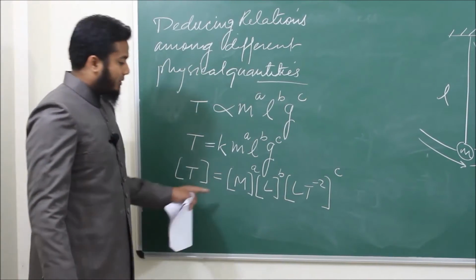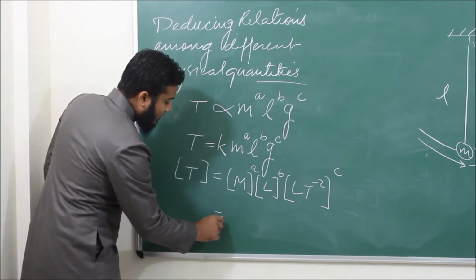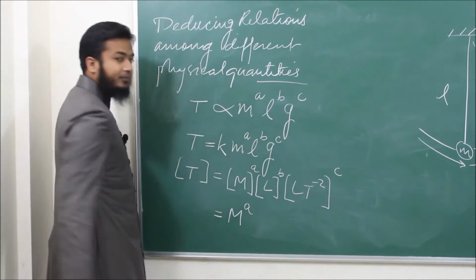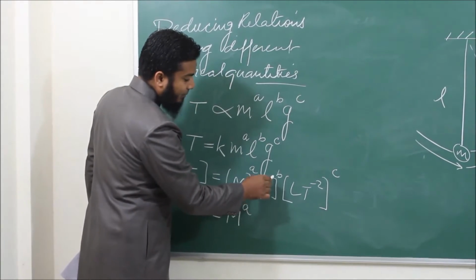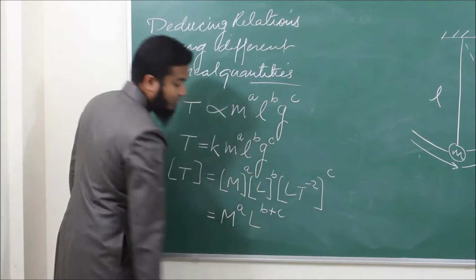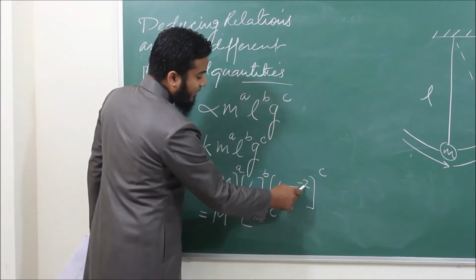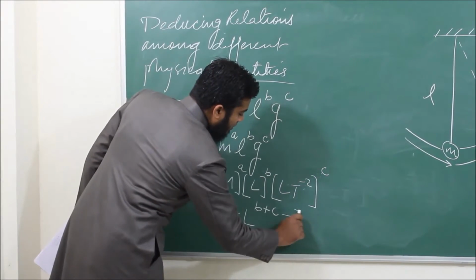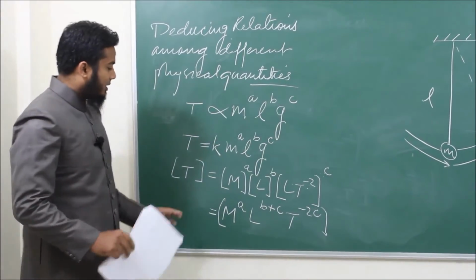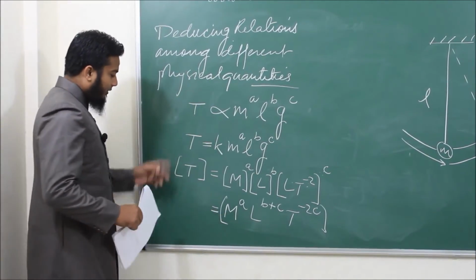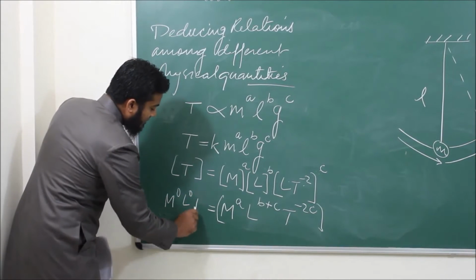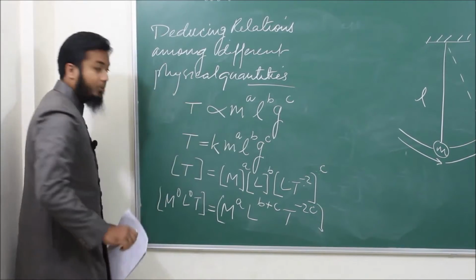Now collect the powers of different quantities. So m appears only here, so m raised to the power a, and L has power b here and c here. So total power of L becomes b plus c, and T appears only here, so it has total power minus 2c. Okay, so now it looks like this. And on the left hand side there is no mass and length, so for that we can write M^0, L^0 and T raised to the power 1.